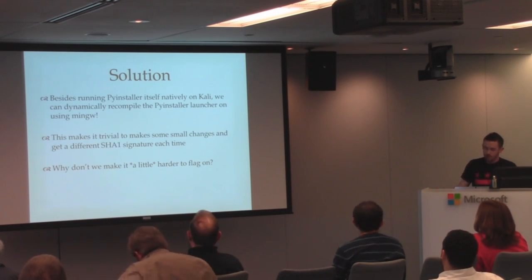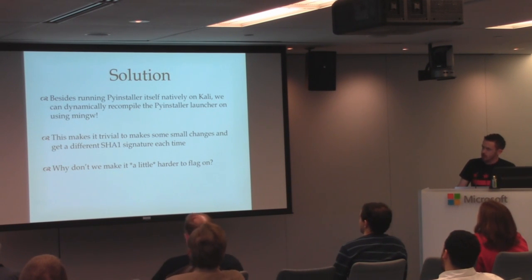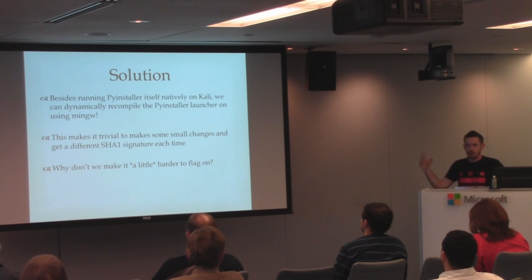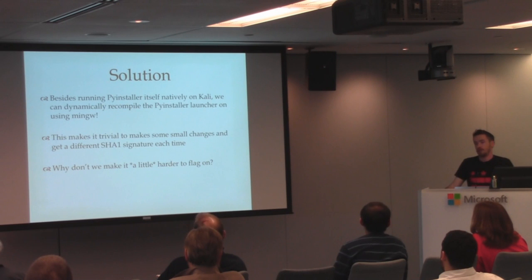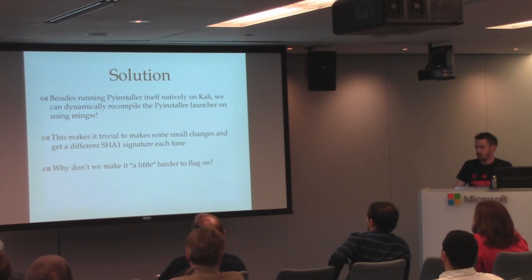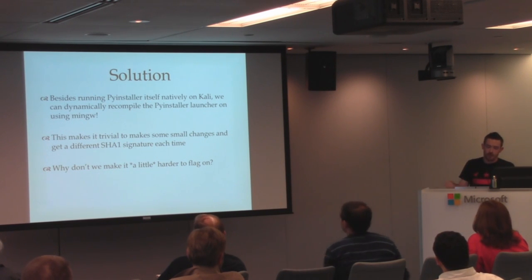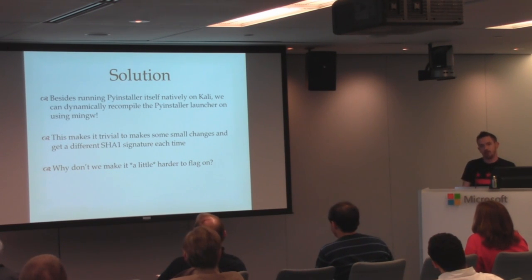So we dove into this a lot more and figured out that you can actually recompile the PyInstaller launcher on Kali itself. Instead of just running PyInstaller and packaging everything up, we can actually recompile it. It's not simple, but there's a way to do it using MinGW to get all the linkers and the GCC and everything like that. There are several lines, and I had to extract it out of this stupid WAF thing. But this makes it trivial to make some small changes and recompile it, and you can at least defeat a straight-up SHA-1 or something like that, in case this is submitted to VirusTotal or whatever else. At least it's pretty easy to change. So I started thinking, okay, now they figure out how to recompile this.